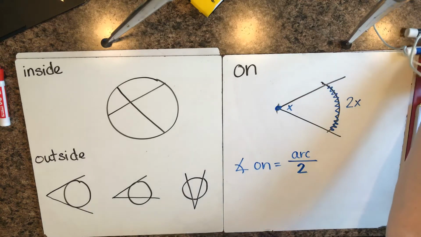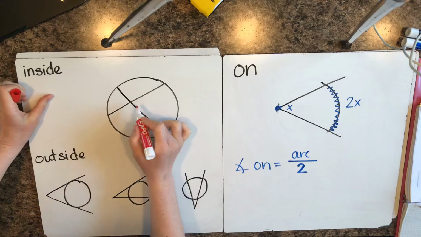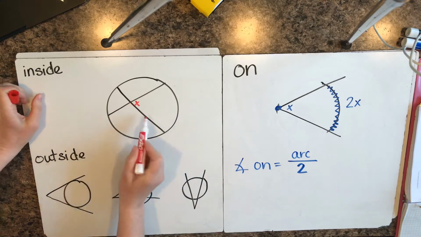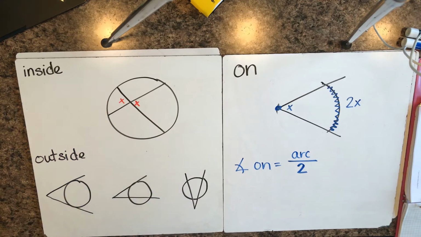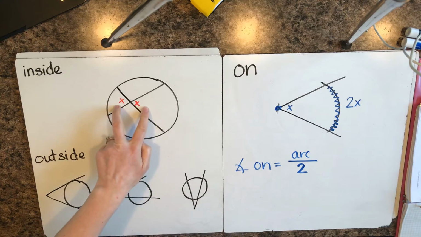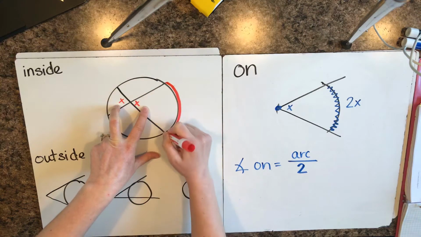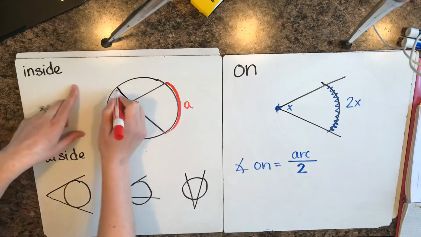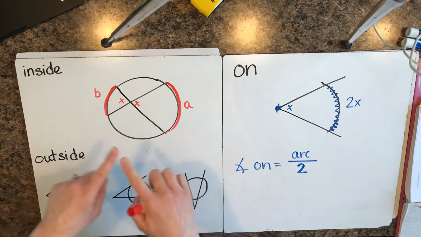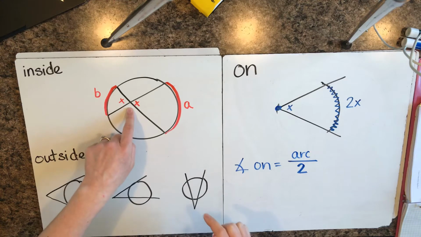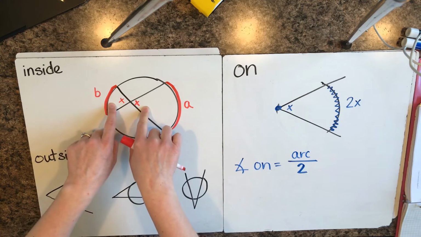Now, when they cross on the inside, I'm going to put my x here. Now remember, these are vertical angles, so this is also the same thing. These two things have to be the same. I don't know what this arc is, so I'm just going to call it A. And I don't know what this arc is, so I'm going to call it B. So when the two lines cross on the inside of the circle, I have to find the average of the arcs to give me the angle.